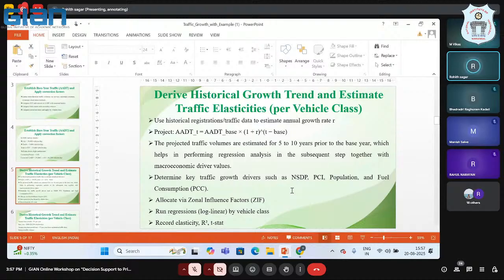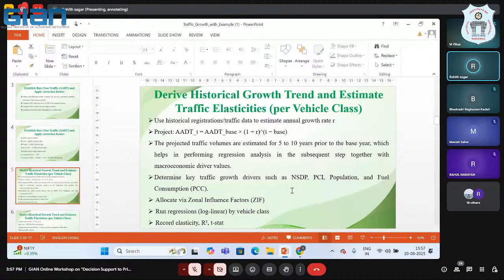How we calculate the zonal influence factor is, as I said, from video footage data collected while conducting the survey. From the video footage, at origin and destination, we see how many vehicle registration numbers are from Andhra Pradesh, Telangana, Madhya Pradesh, the different vehicle registration numbers. We collect those and convert them into the percentage of vehicles coming from different states. By that we get the zonal influence factor, and if we multiply NSDP with it, we get the weighted NSDPs.